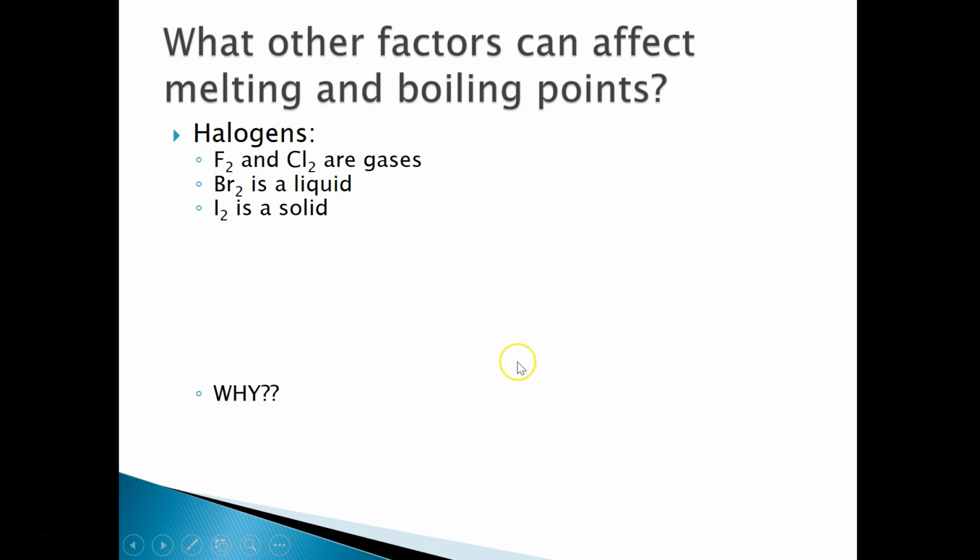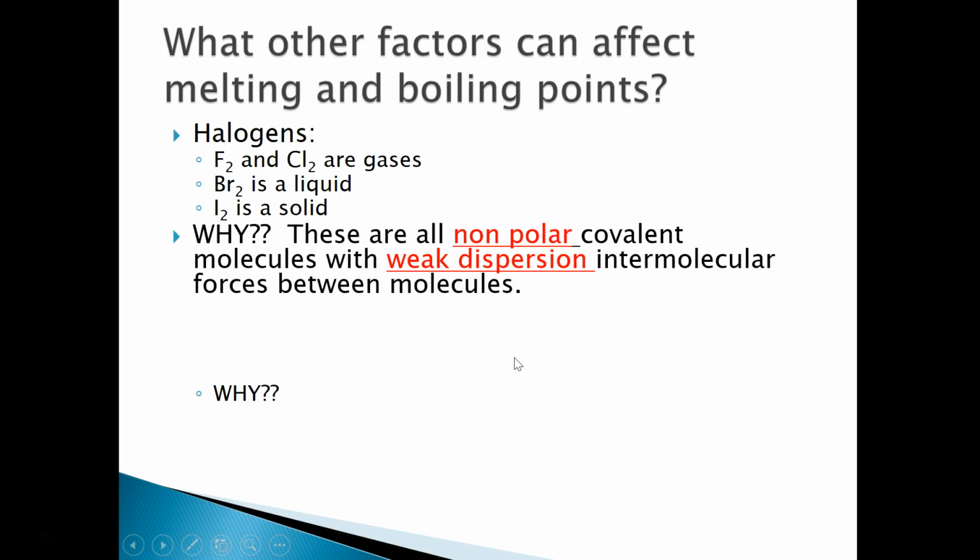All right, now there's some other factors that can affect melting and boiling point. A great example of that is the halogens. Right? So if you look at the halogens, fluorine and chlorine are gases, bromine is a liquid, and iodine is a solid. Now, these are all nonpolar covalent molecules, so they all have weak dispersion forces between them. Right?